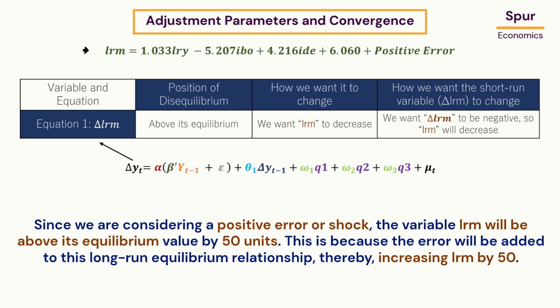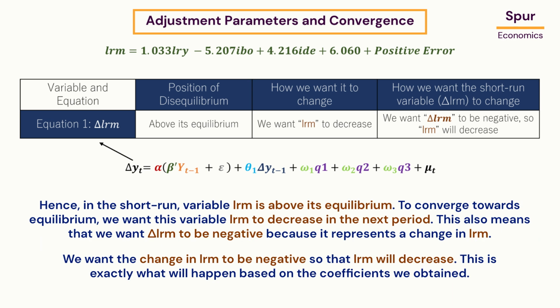Since we are considering a positive error or shock, the variable LRM will be above its equilibrium value by 50 units. This is because the error will be added to this long-run equilibrium relationship, thereby increasing LRM by 50. Hence, in the short run, variable LRM is above its equilibrium. To converge towards equilibrium, we want this variable LRM to decrease in the next period. This also means that we want delta LRM to be negative because it represents a change in LRM. We want the change in LRM to be negative so that LRM will decrease.